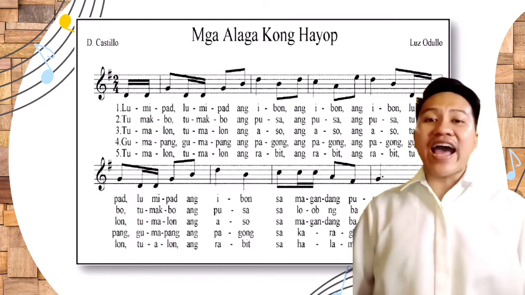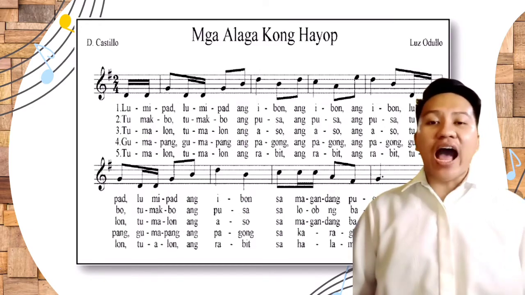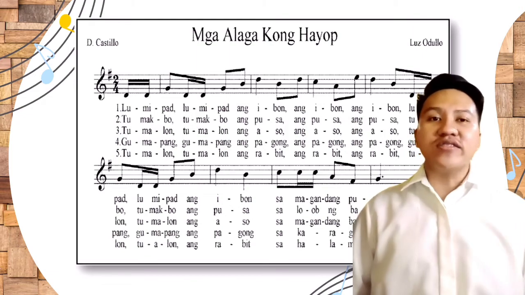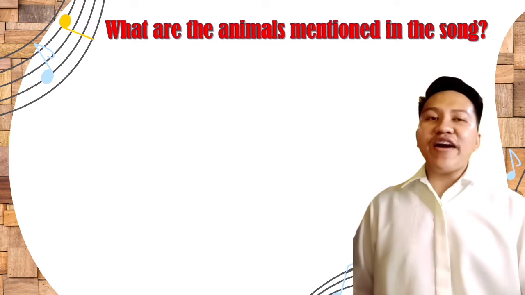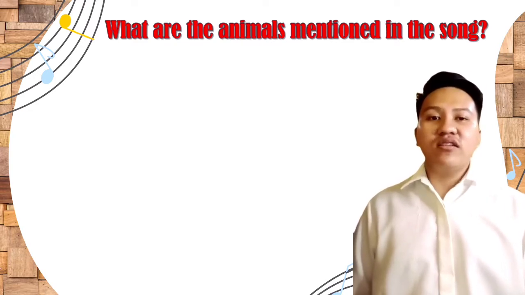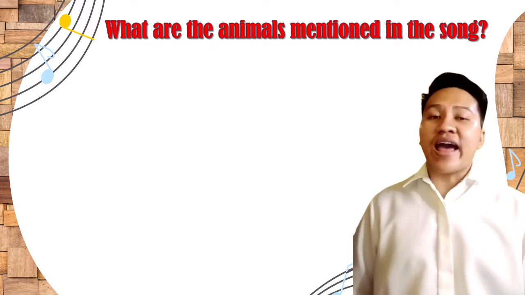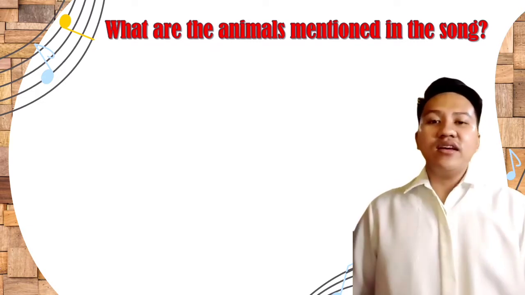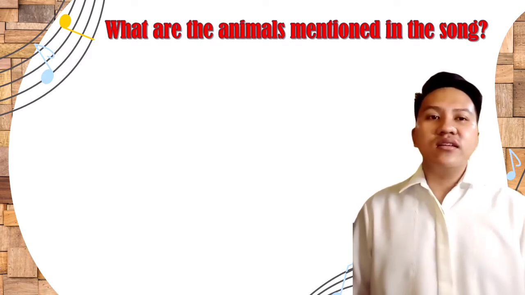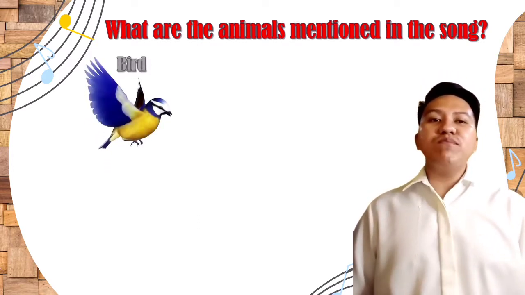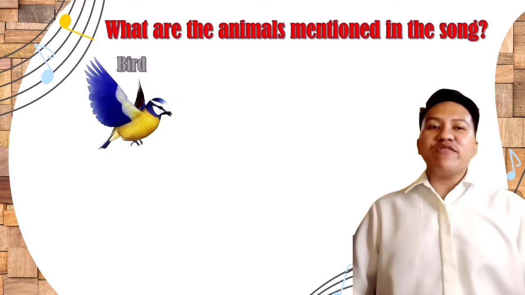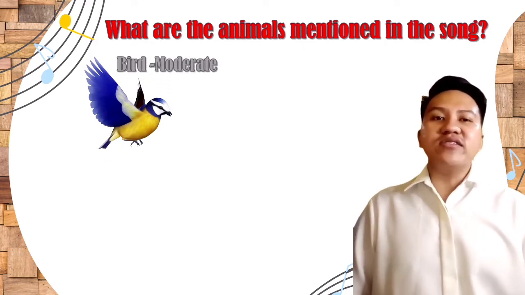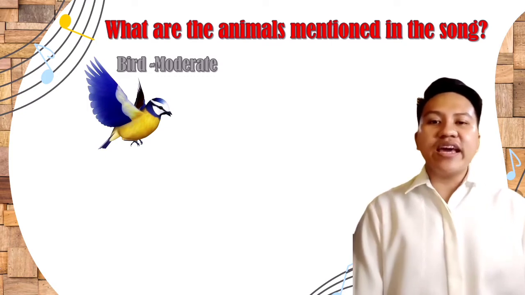All right, very good class. All the groups did a great job. So now, let us start our recitation. Kindly identify the animals present in the song, Mga Alaga Kong Hayop. Okay, so, what are the animals mentioned in the song? You may use your raise hand button to recite. Give me one, anyone? Yes, Miss Lagunero. Okay, a bird. So, how does a bird move based on the speed of the song? Alright, very good. The bird moves moderate. So, what else? Yes, Miss Guerrero.